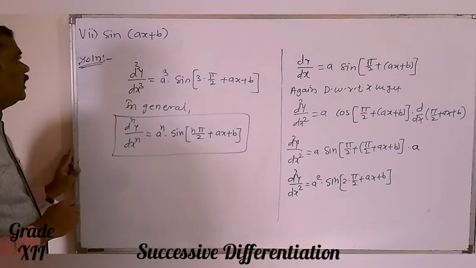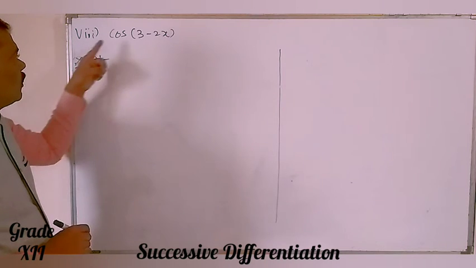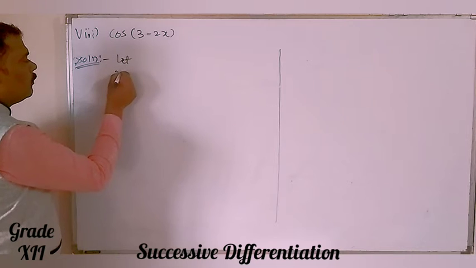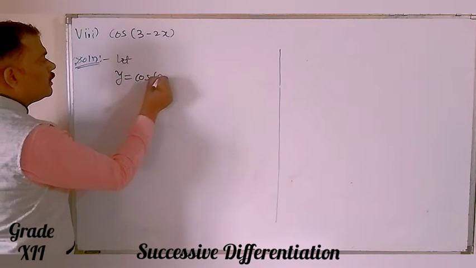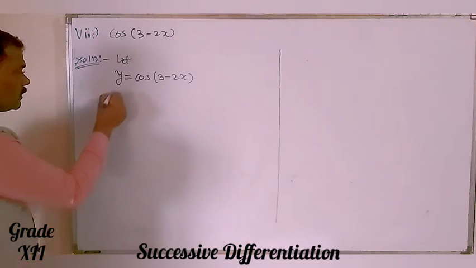After that we have to discuss example number 8. What is that example number 8? See here. Example number 8 is cos of 3 minus 2x. Let y is equal to cos of 3 minus 2x. We have to differentiate this with respect to x.